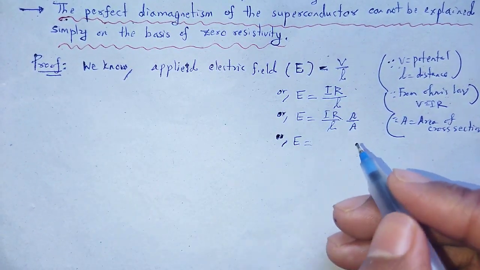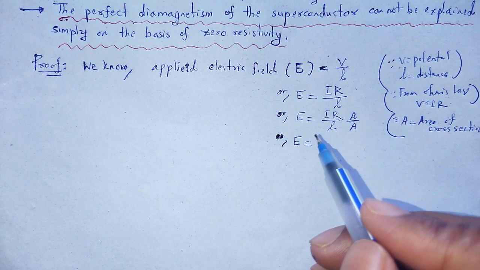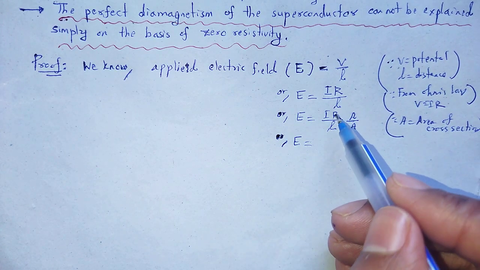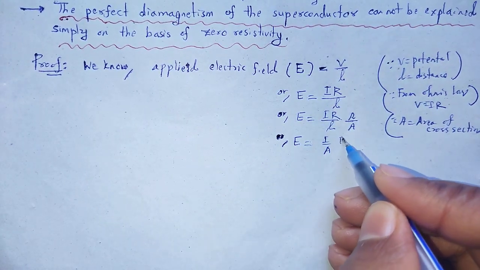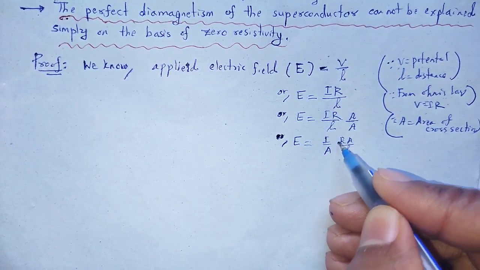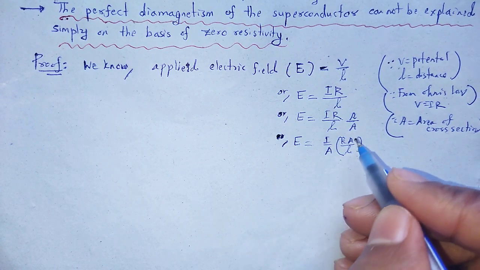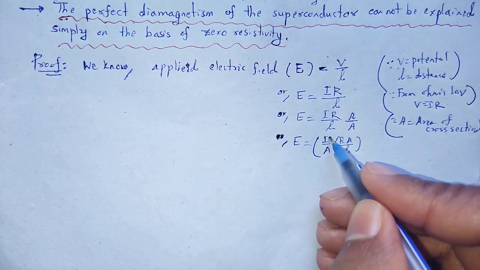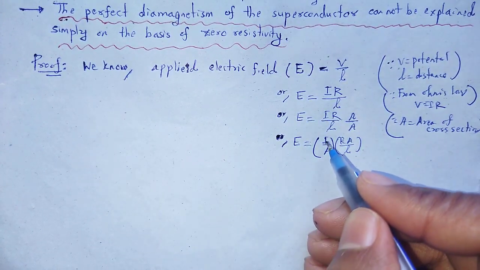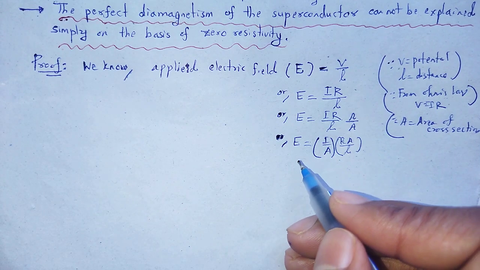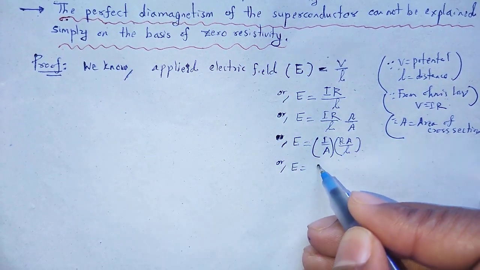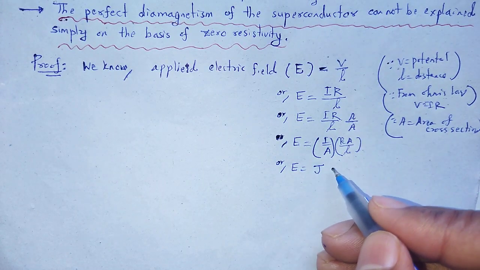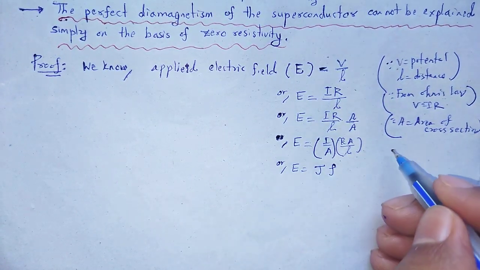We rearrange the terms. As we know, resistivity is equal to RA divided by L. Therefore, I by A, and here RA divided by L is a term. That term RA divided by L is the resistivity, and I by A, current over area, is the current density. Therefore, E is equal to current density J times RA by L, the resistivity rho.